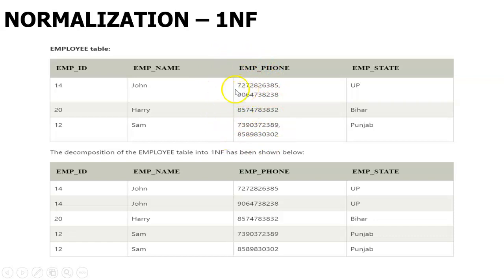Now I'm going to separate this. I give another entry for this phone number. Again, I'll write 14 John with the second number. Similarly, again I'll do 12 Sam with the second number. So this is how you do the 1NF.